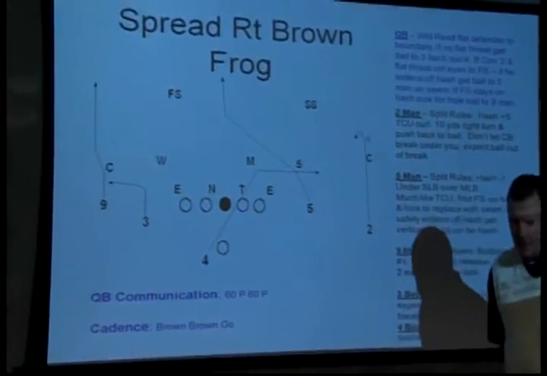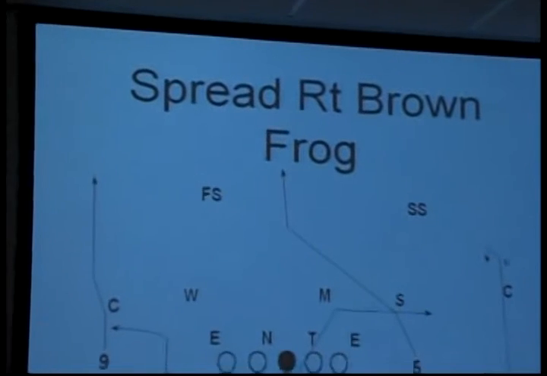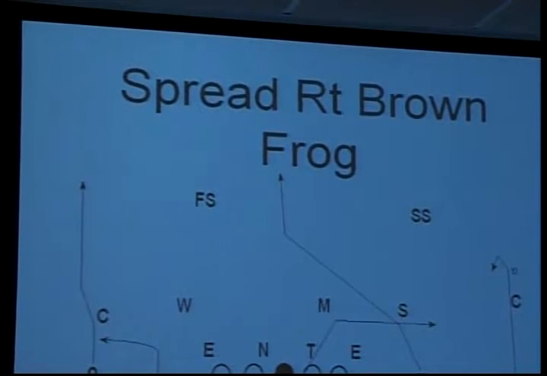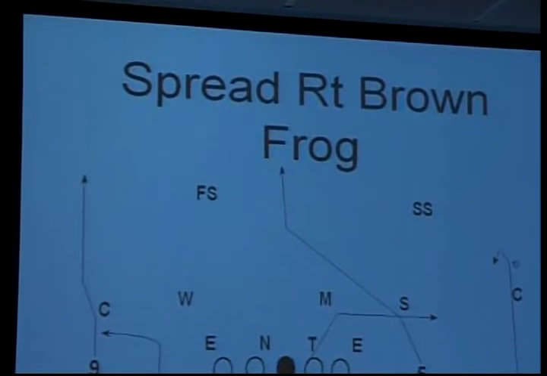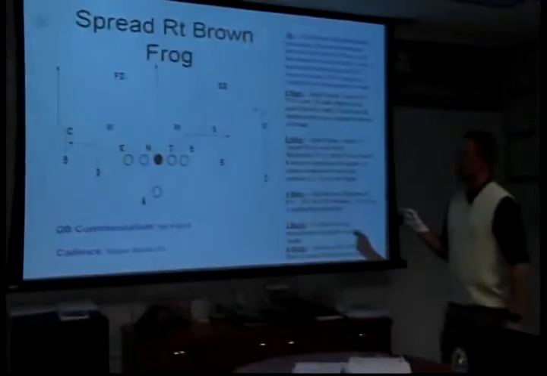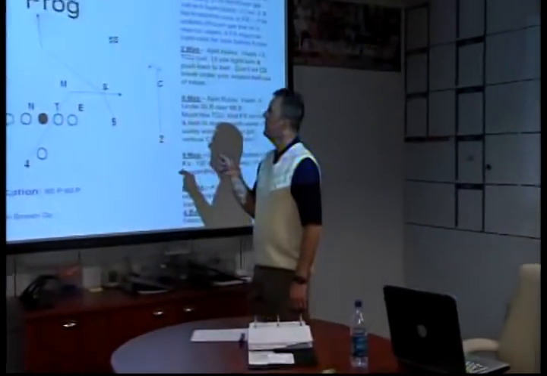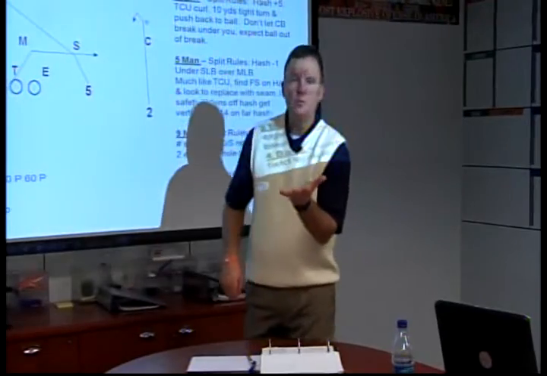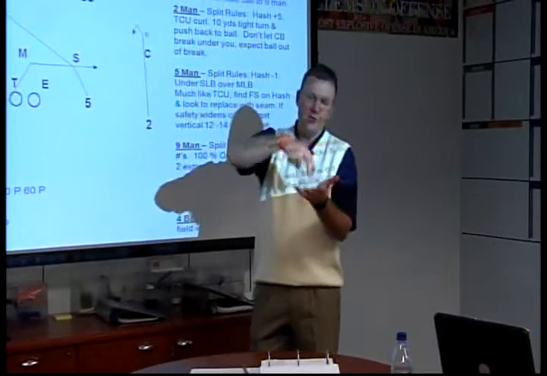Okay? Moving on to our quick game and our concepts in our passing game. First one we're coming to is frog. Okay? Spread right, brown frog. The protection will be called to the color side. The signal for frog is open palm with a jumping with the right hand.